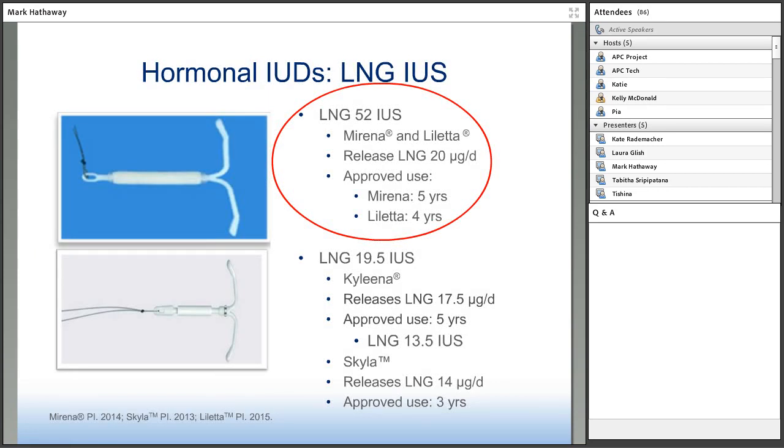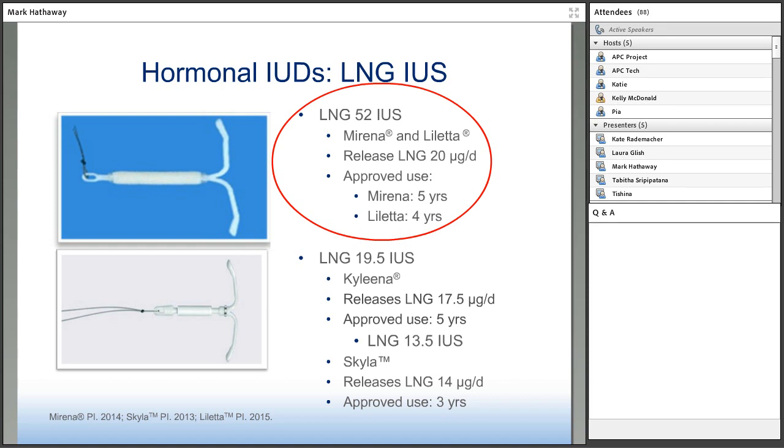This is a picture of a couple of the types of hormonal IUDs. Again, levonorgestrel intrauterine systems. The one that we're primarily going to talk about today is the levonorgestrel 52 microgram releasing system. Once it's placed in the body, the release is about 20 micrograms per day, and that's enough to prevent pregnancy. The two methods that are primarily available globally as well as in the United States are the Mirena, which is approved for up to 5 years, and the Liletta, which is now approved for up to 4 years.